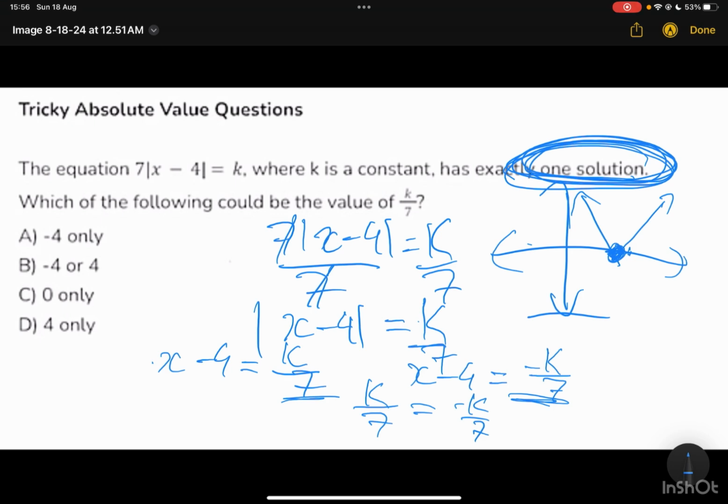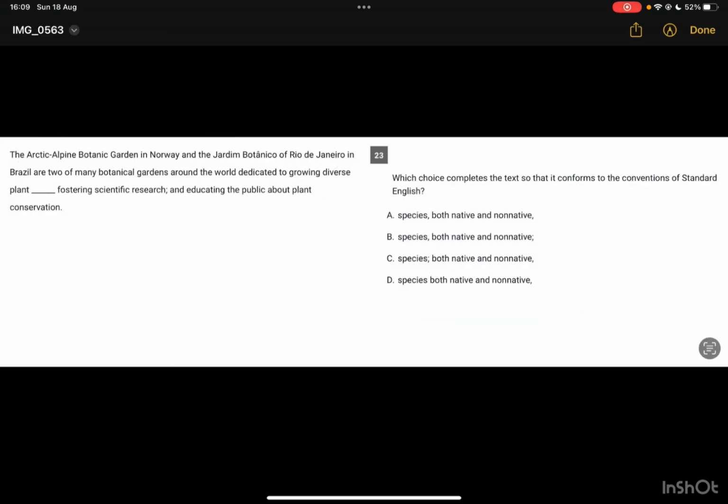The only way you can get these to equal each other is if k equals 0. So if k equals 0, that means 0 over 7 equals -0 over 7, so 0 equals 0. So that's going to be C only. C, 0 only. Okay, let's move on with another reading and writing question.